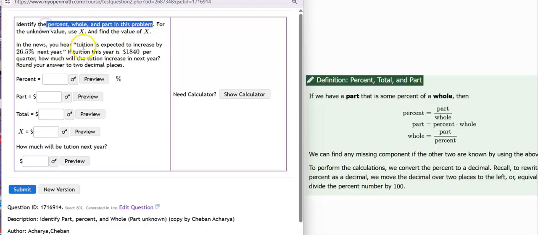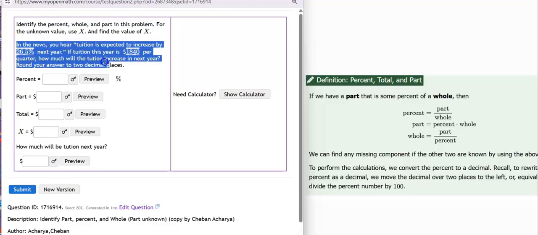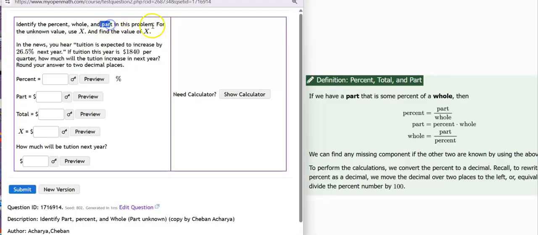Okay, you have to read the questions and identify percent, part, and whole. If you don't know which one is unknown, you have to use x and find the value of x. Okay, so here's the question.